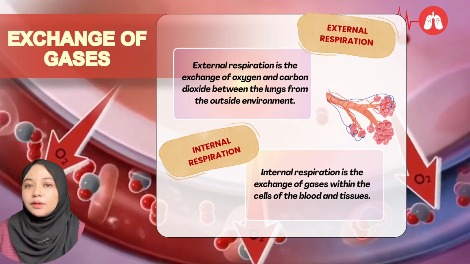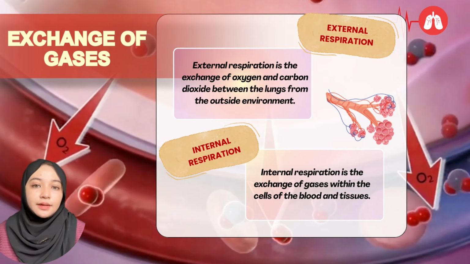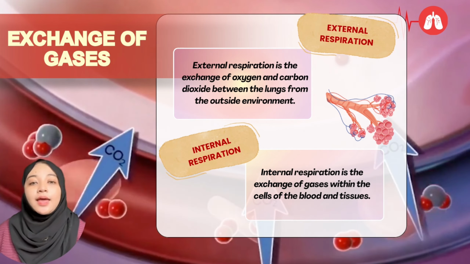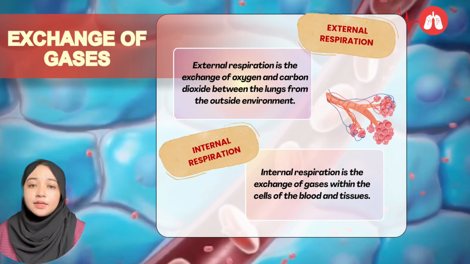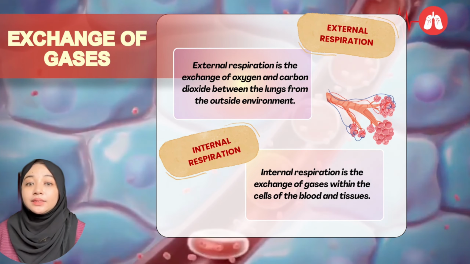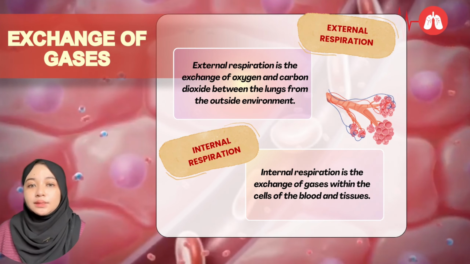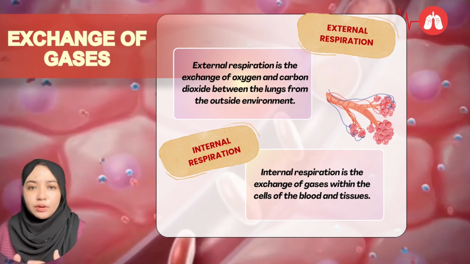Next, let's talk about the two types of gas exchange, which are external respiration and internal respiration. External respiration is the exchange of oxygen and carbon dioxide between the lung and the outside air. Oxygen enters the blood through the lungs and carbon dioxide is removed.